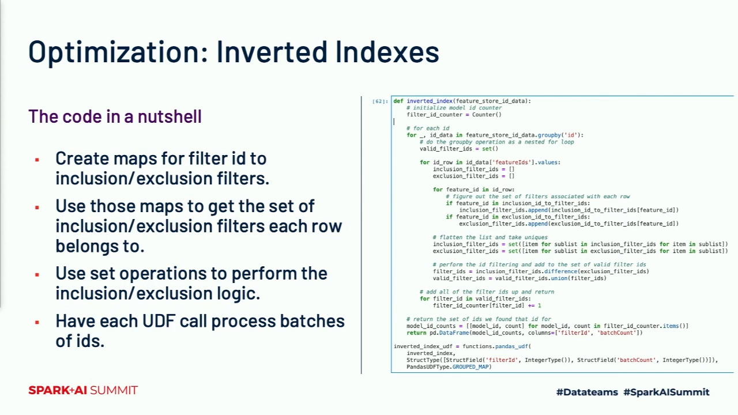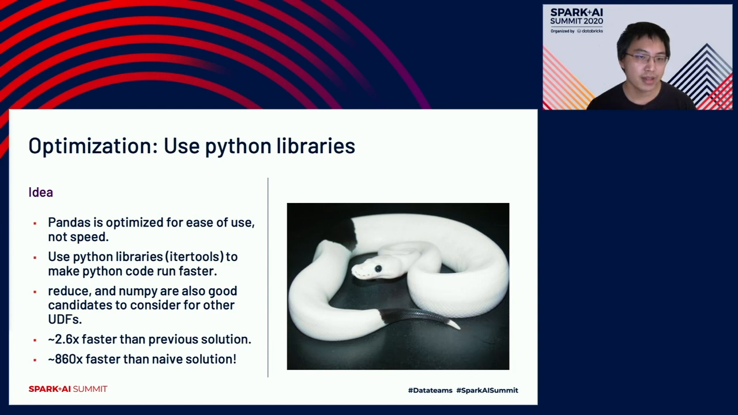Now moving on, the last trick we're going to use is Python libraries. Pandas in general was optimized for ease of use and not speed, and there are other Python libraries, such as itertools, that are designed to make Python code run a lot faster. It turns out for our use case, we only need to use itertools. For other people's use cases, using reduce and numpy are potentially also good candidates to consider for other UDFs; they just don't happen to apply to ours. By using these Python libraries optimized to do very specific things, we can make it 2.5 times faster than our previous solution. And this gives us something that's 860 times faster than the naive solution.